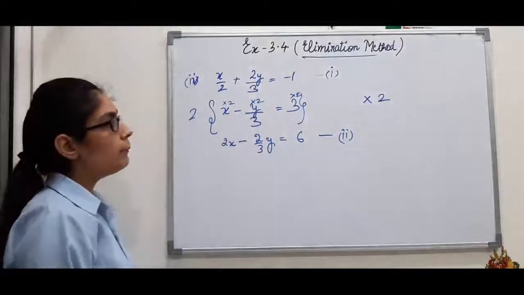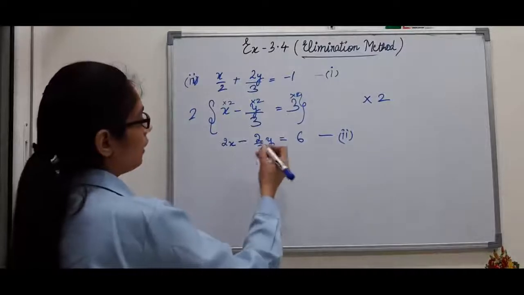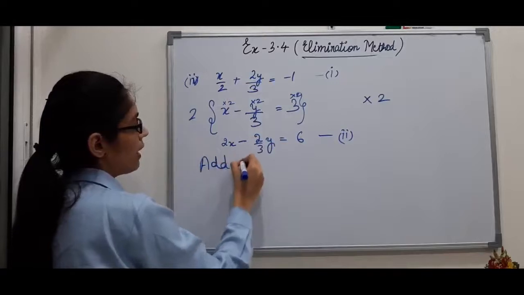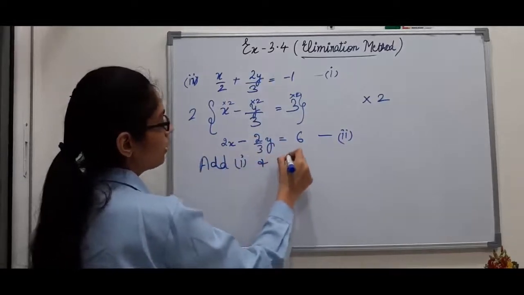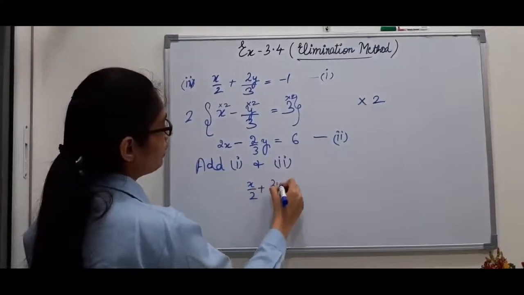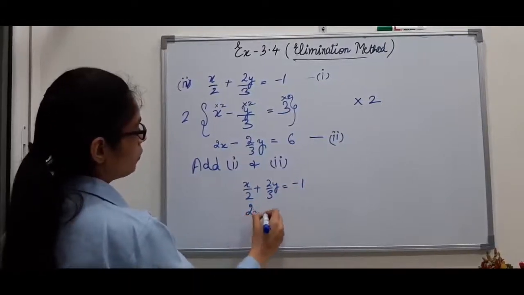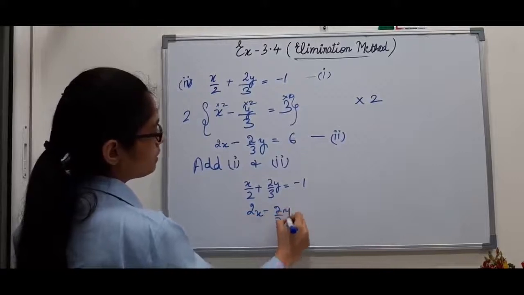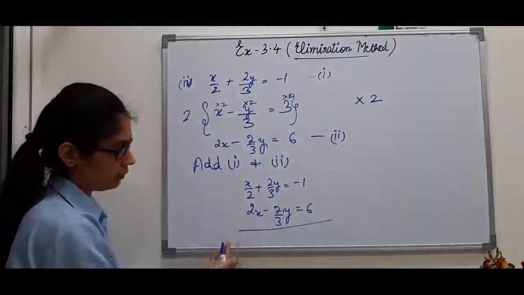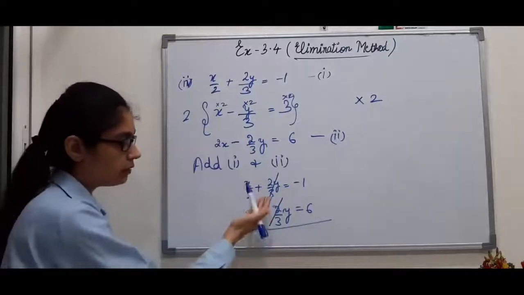Now I can eliminate the y variable and solve for x. Again, signs are opposite, which means I can add both equations. Add equation 1 and 2. It will be x by 2 plus 2y by 3 equals minus 1. The second equation is 2x minus 2 by 3 y equals 6. Addition means I don't have to change any sign, so I can do it directly. First of all, the 2 by 3 y terms will cancel, since plus and minus terms get cancelled if they are the same.